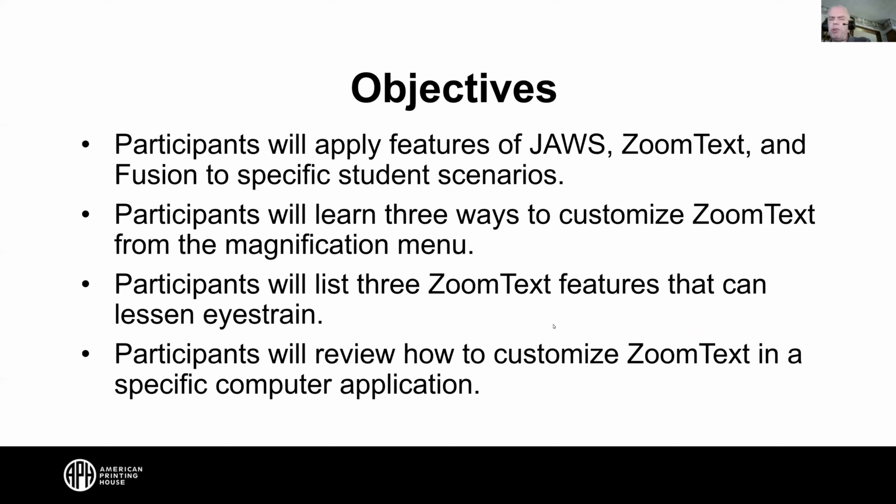Our objective, so we're going to apply features of JAWS, ZoomText, and Fusion to specific student scenarios. So basically that means we're going to learn what these different softwares do and who might benefit most from them. We'll also learn 3 ways to customize ZoomText from the magnification menu. We'll list 3 ZoomText features that can lessen eye strain and review how to customize ZoomText in a specific computer application, or in this case, a couple of them. So with that in mind, it's time to turn this over to Ben.